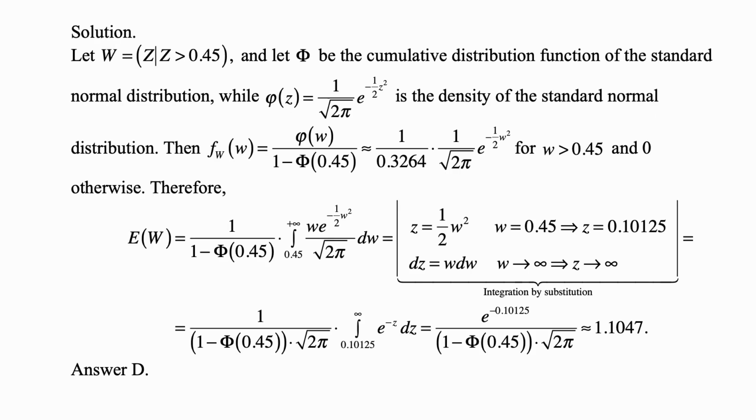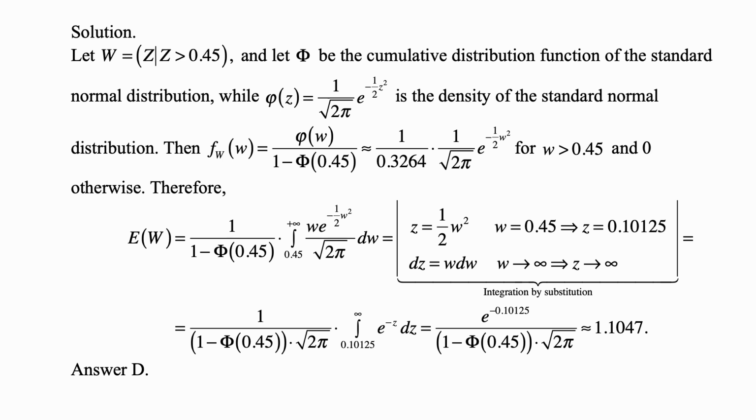And here's a solution. It actually may look tricky, but it's not that bad. So we write w equal to z given that z is more than 0.45. And let's write Φ for the cumulative distribution function of the standard normal distribution, while φ of z, which equals 1 over square root of 2π times e to the minus 1/2 z squared, is the density of the standard normal distribution. Then f sub w of w is φ of w over 1 minus Φ of 0.45, because that's the probability that z is more than 0.45, 1 minus Φ of 0.45.